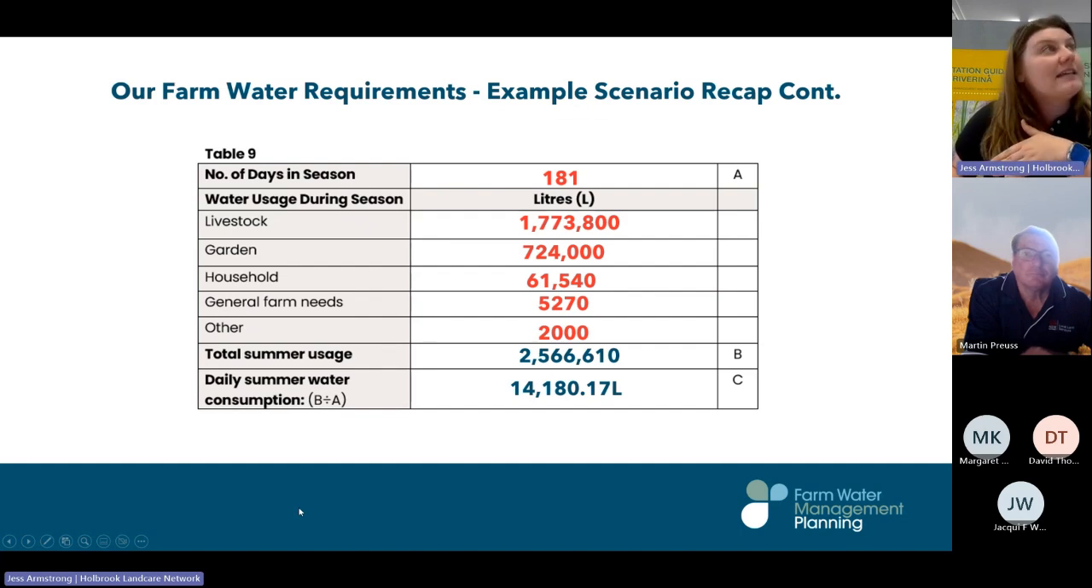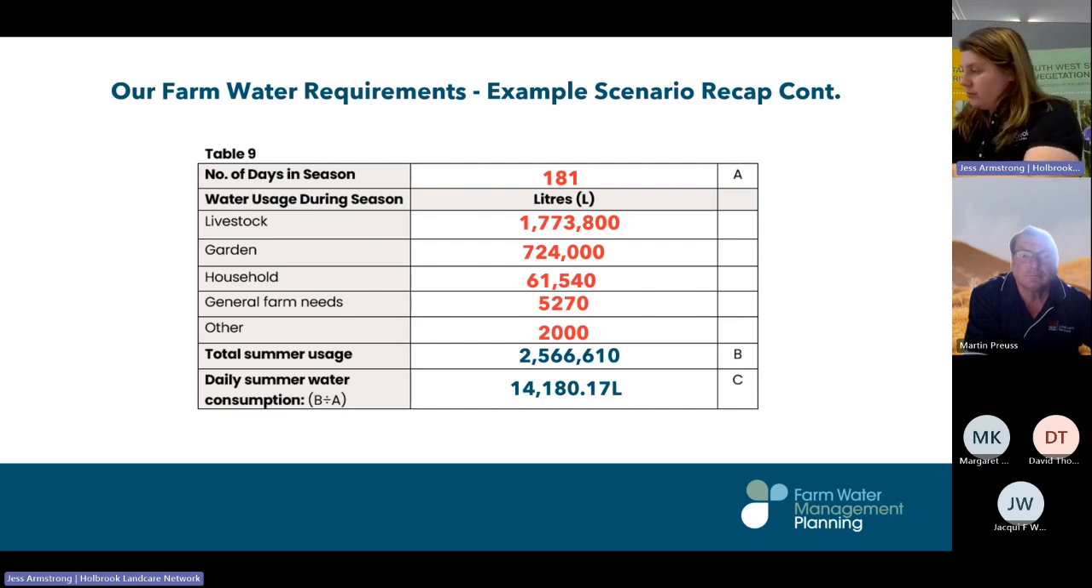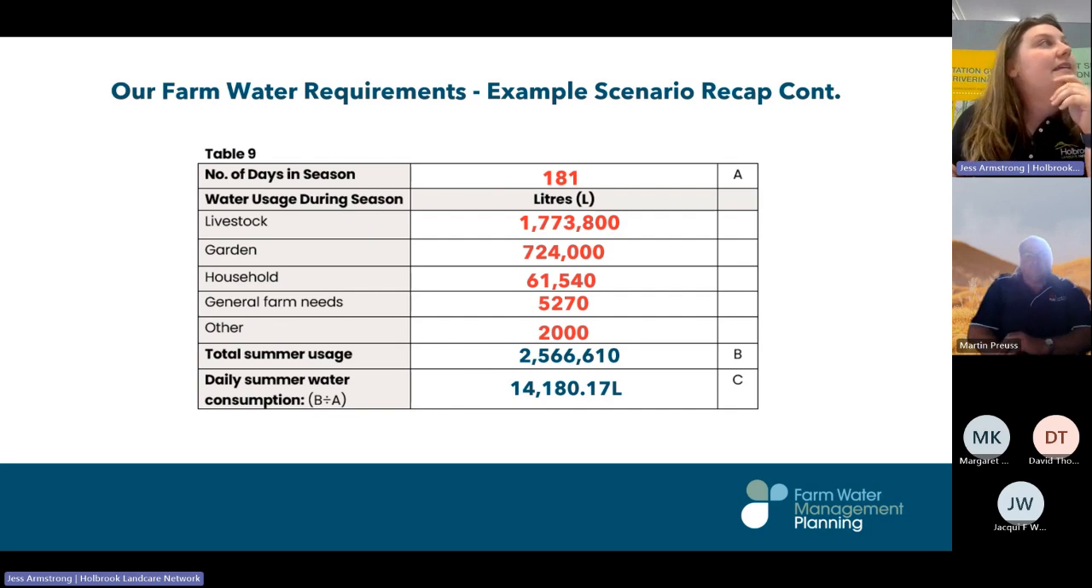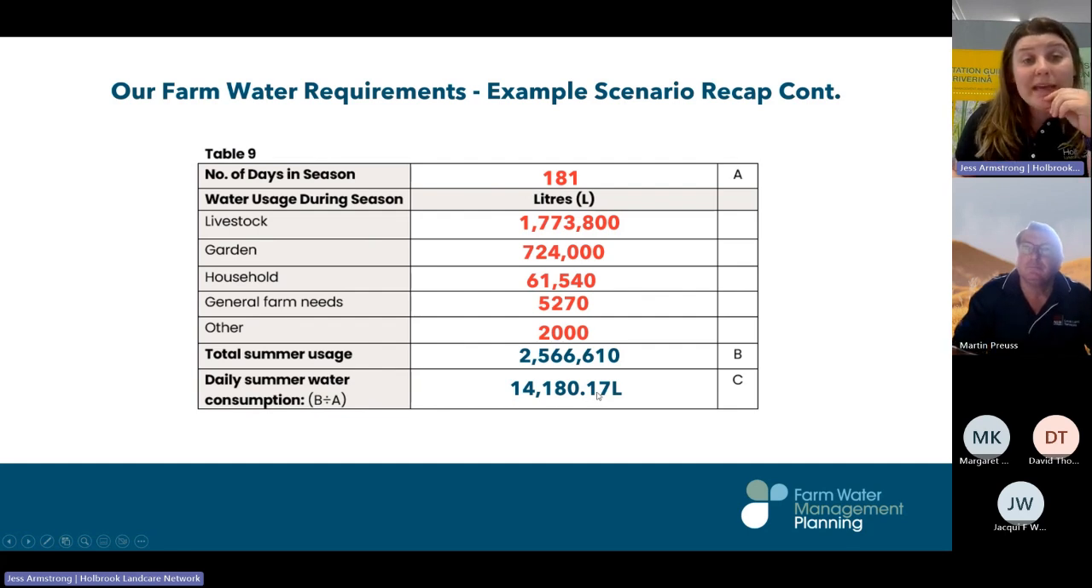What we had by the end of last session was table number 9 completed, which is in your farm water audit booklet. It is on page 13 if you would like to refer back. And so what we've done is we've written down how many days in our summer period. We have added all of our usages, so our requirement, and we've come up with our total summer usage requirement. And we've divided that by the number of days during the summer period. So we know on a daily basis, our farm is going to be using 14,180.17 litres of water on a daily basis throughout summertime.